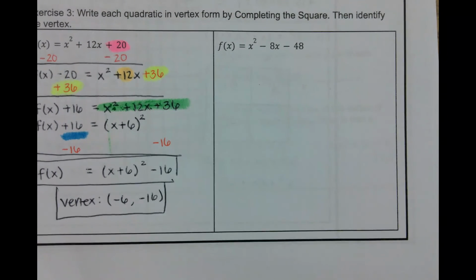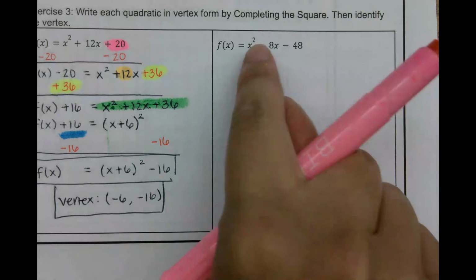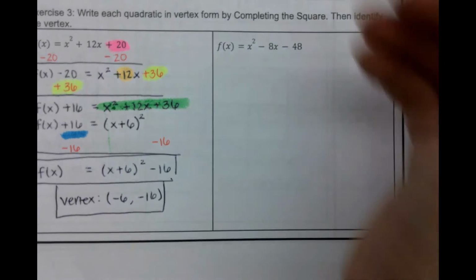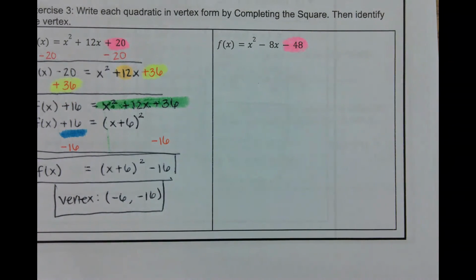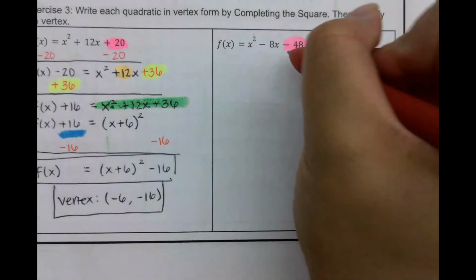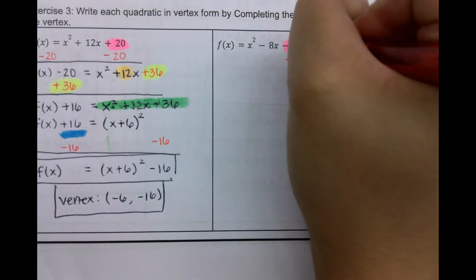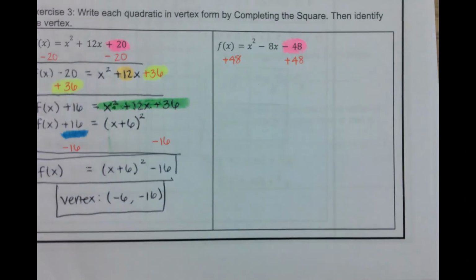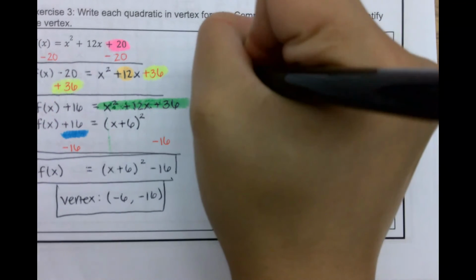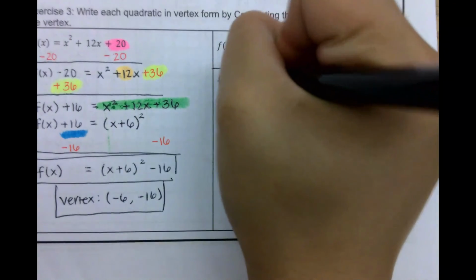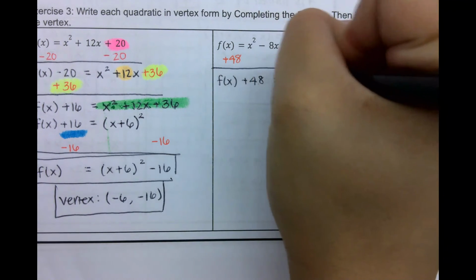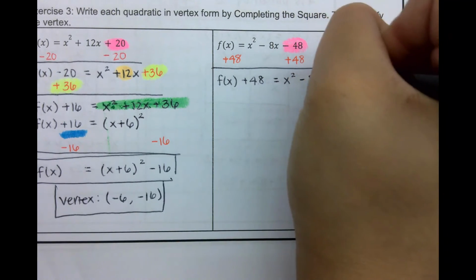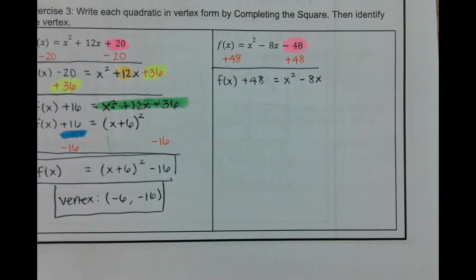Okay. So looking at my steps, the first step is to get x terms by itself. So this is not an x term, so I'm going to move it over. Okay. So since this is a minus 48, I'm going to move it to the other side by adding 48. Okay. So this is f of x plus 48 equals x squared minus 8x. Right? Step 2, 3, and 4.